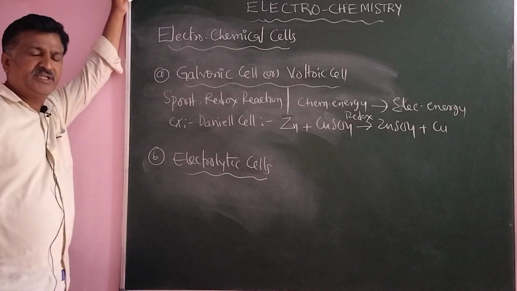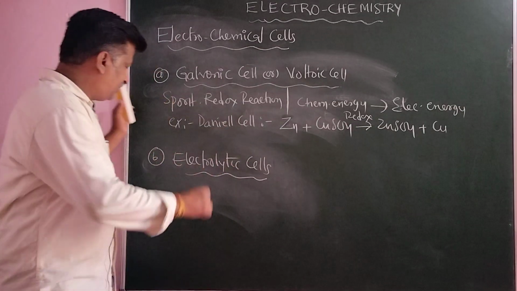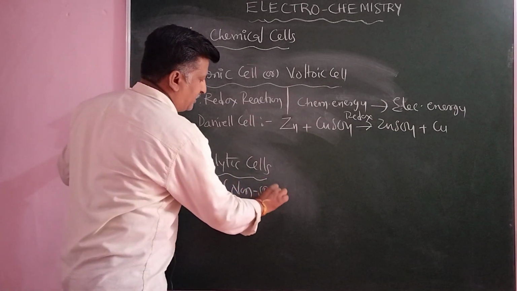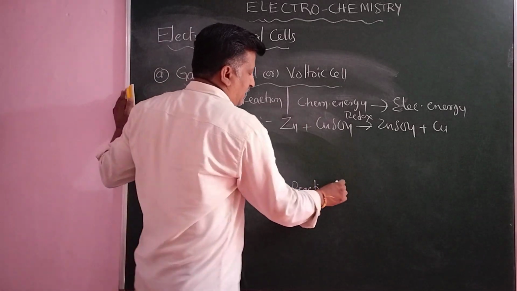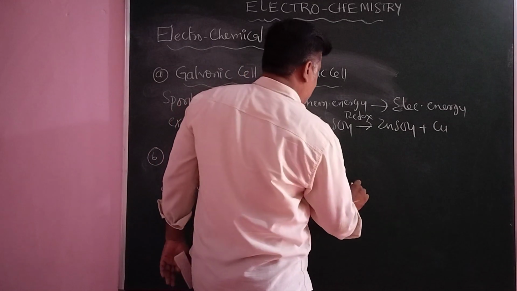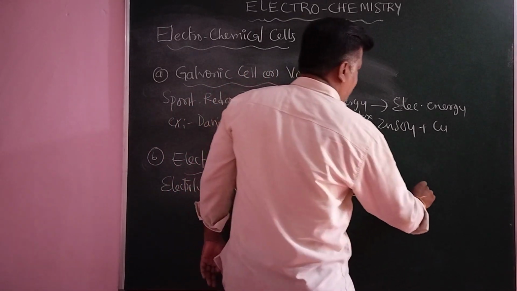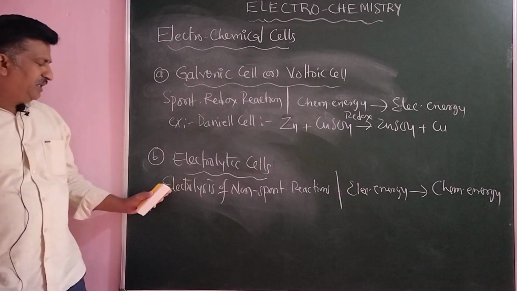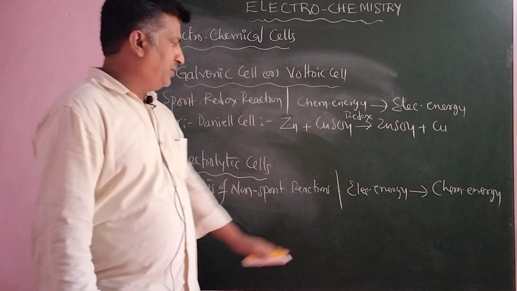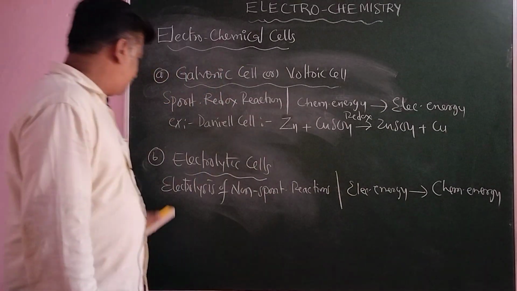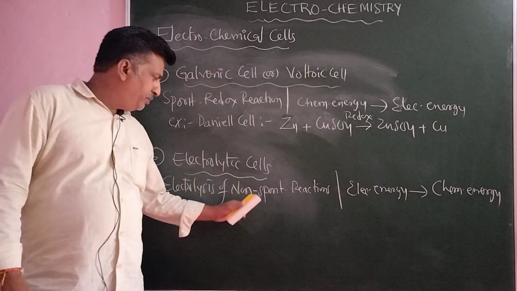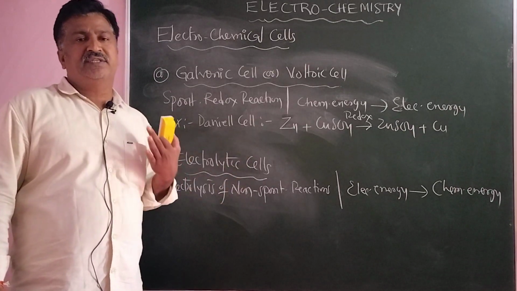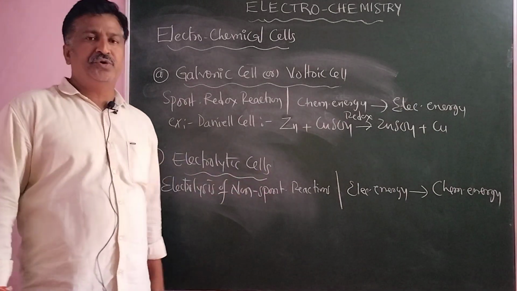And coming to the electrolytic cells, what are these electrolytic cells? These are also the devices in which the electrolysis of non-spontaneous reactions are used to convert electrical energy into chemical energy. So here the word non-spontaneous, what do you mean by the word non-spontaneous? Non-spontaneous means any reactions which do not take place on its own, it requires some initiation. Such type of reactions can be called as a non-spontaneous.